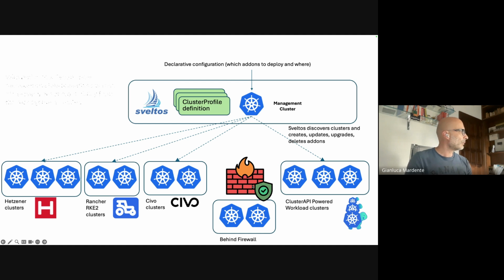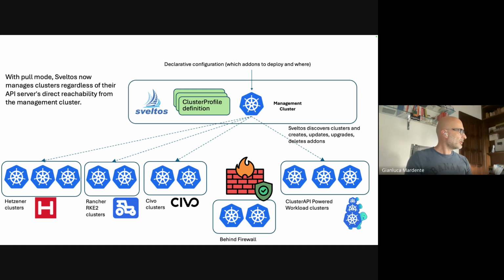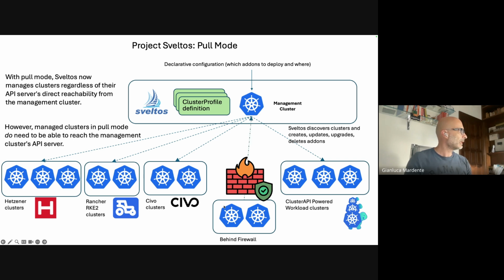So the idea of pool mode is that when registering a cluster which is in pool mode, an agent will be deployed by the user in those clusters here. And then what this agent will do, it will come to the management cluster and will say, what is the configuration that I need to apply? And so the agent will then apply the configuration to this cluster. So we are reversing the problem here.